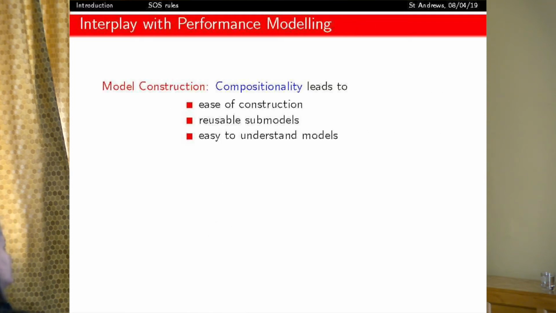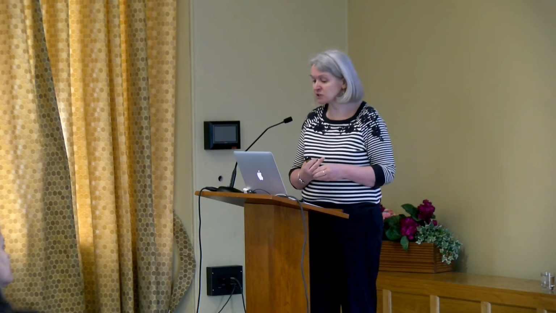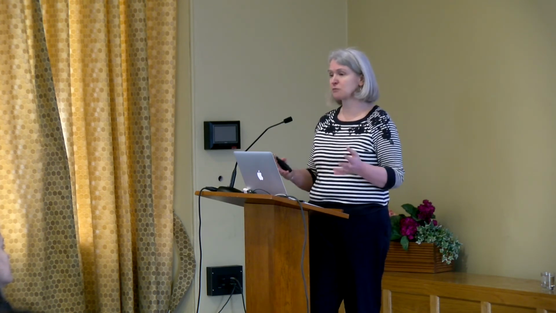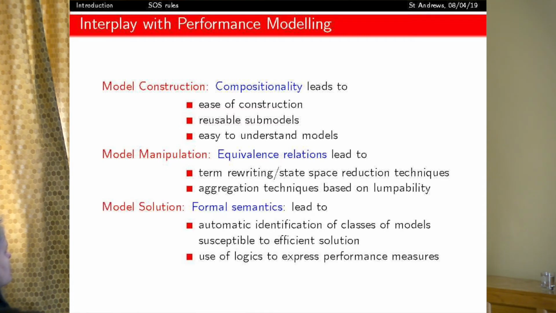So what do we gain? Well, when we're building models, we've now got this compositionality, which lets us build the models up in terms of their different components. More, we can actually reuse components, so we can take submodels, and often the models are easier to understand than, for example, a Petri net, where you have to model the whole thing all at once. We can use equivalence relations, which are formally defined in terms of the language, but I'm not going to talk about today, to give us ways of reducing the model. And aggregation techniques based on something called lumpability, which lets us reduce the models to a smaller Markov chain. We'll talk about that a little bit.